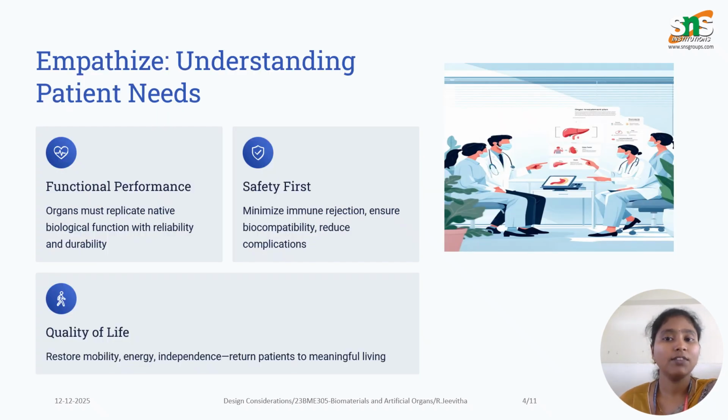Before designing anything, we must begin with empathy, understanding the patient's actual problem. We must ask, what does the patient need? What difficulties are they facing? What risks are involved? The first requirement is functional performance. The artificial organ must reliably perform the original biological function. For example, an artificial heart must pump blood continuously. The second requirement is safety. We must minimize immune rejection, inflammation, and infection. The third requirement is quality of life. A successful artificial organ should allow the patient to return to normal living, working, eating, and performing daily tasks without discomfort.